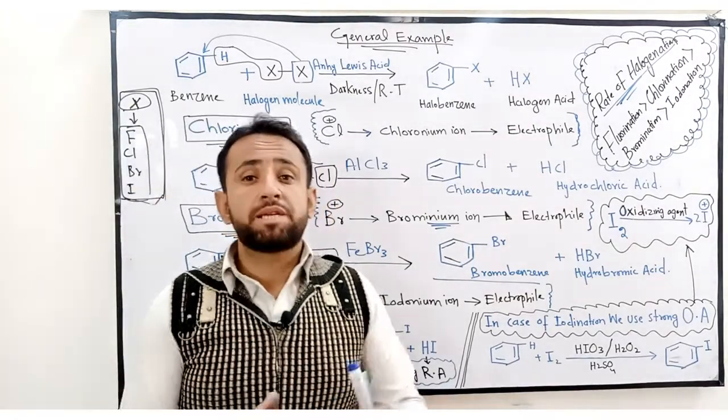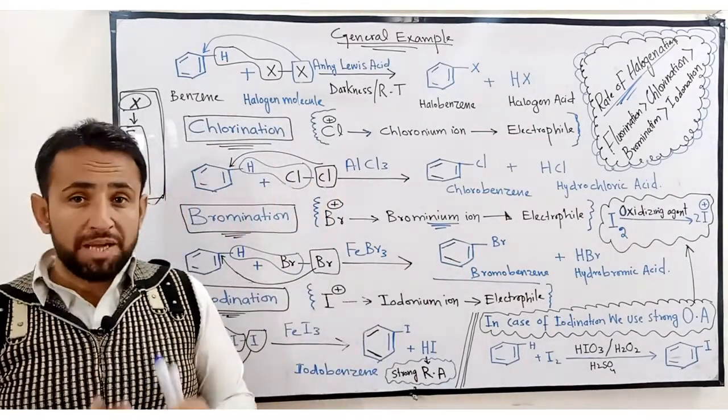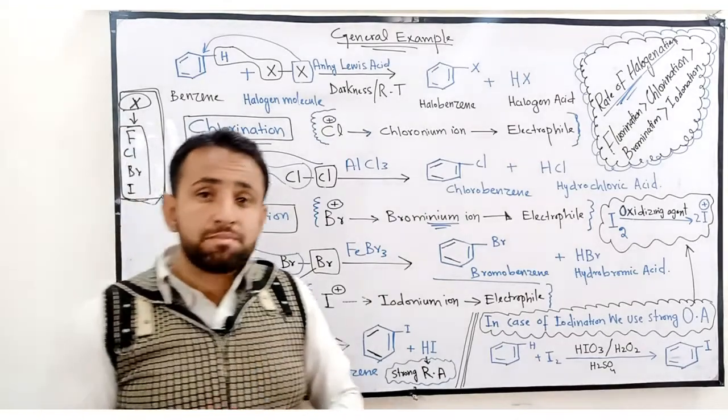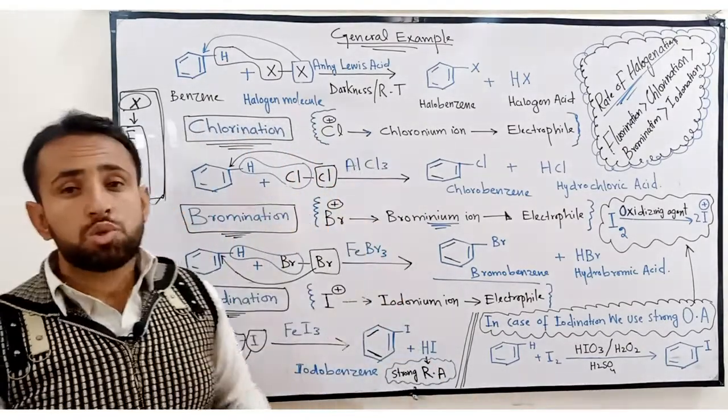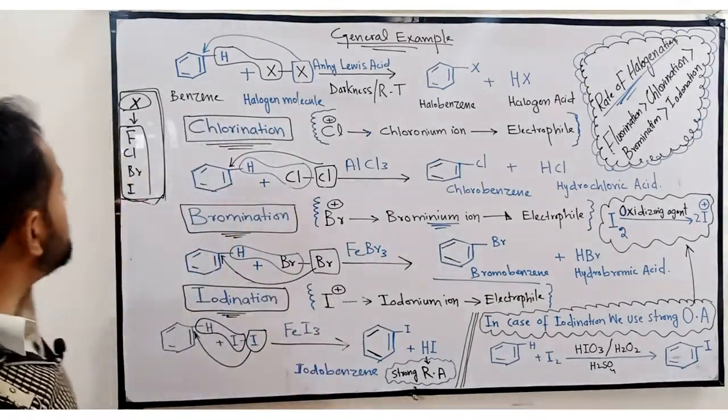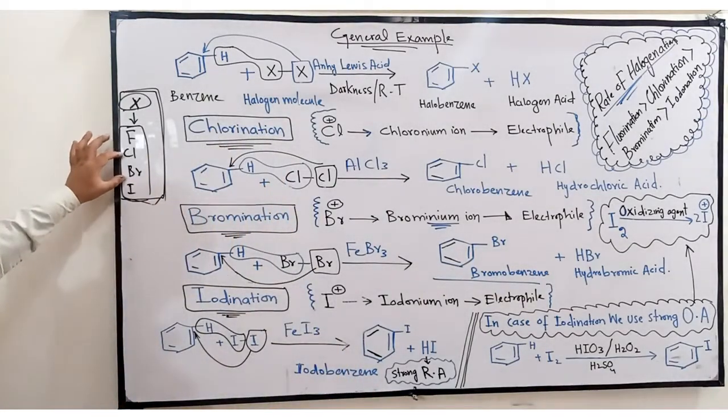That's why its electrophile is not too reactive. The reaction becomes slower as compared to the rest of these. So basically we take just these two, that is chlorine and bromine.